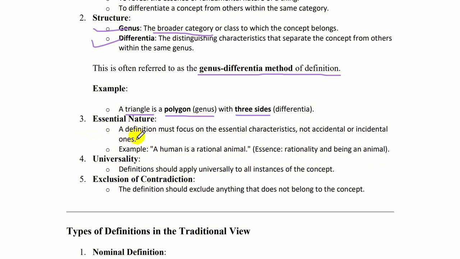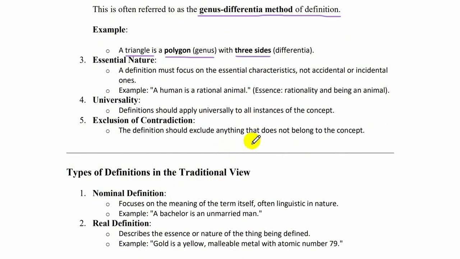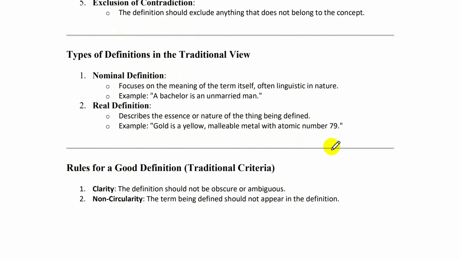The essence here is rationality and being an animal. Essential nature, we'll read again: a definition must focus on the essential characteristics, not the accidental or incidental ones. Universality: definitions should apply universally to all instances of the concept. Exclusion of contradiction: the definition should exclude anything that does not belong to the concept.